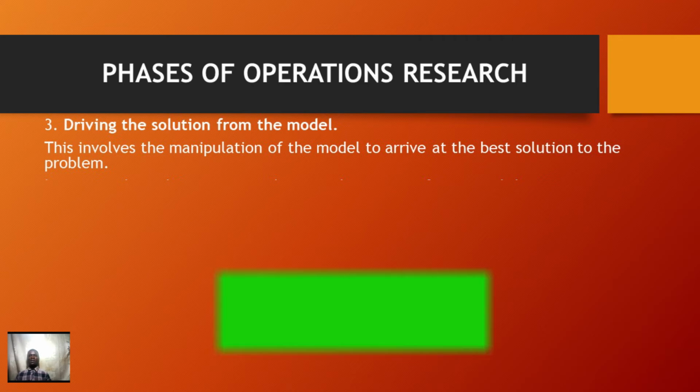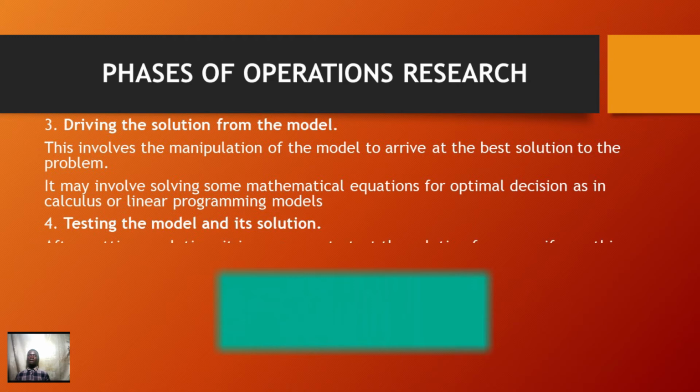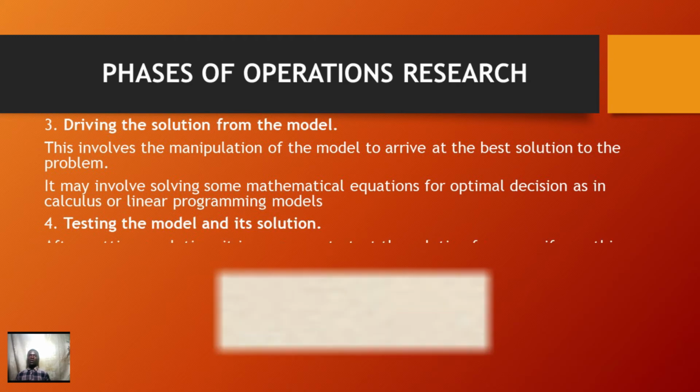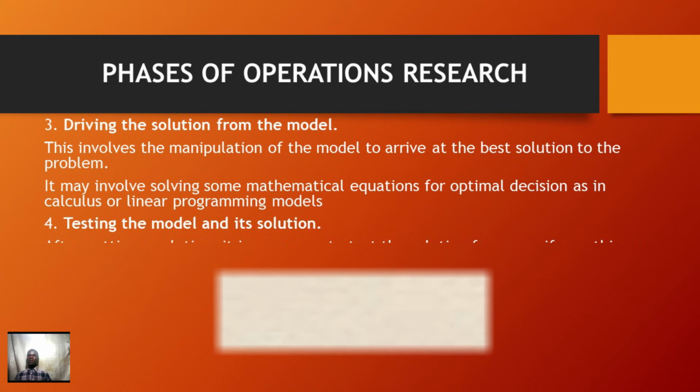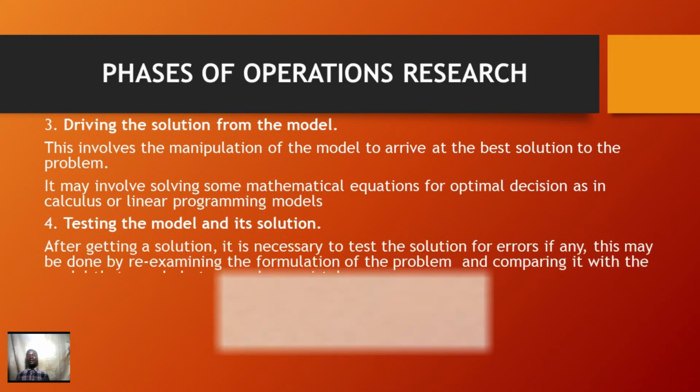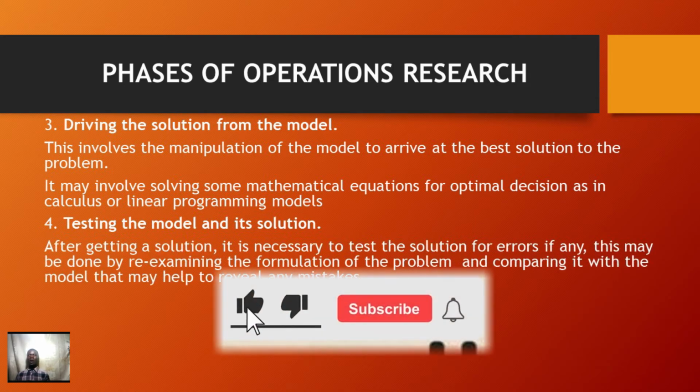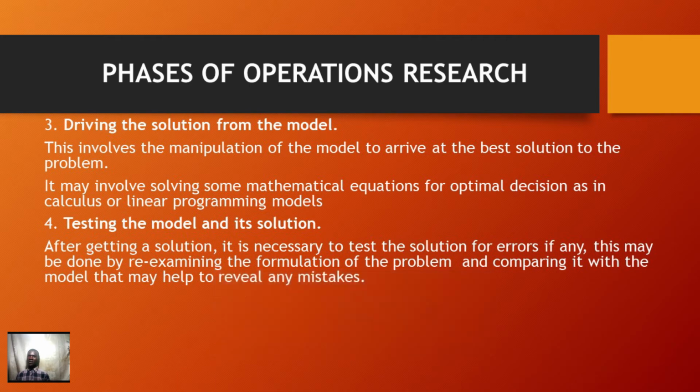Then the third stage would be deriving the solution from the model. So this involves manipulation of the model. You manipulate the model in order to arrive at the best solution to the problem. Then the fourth stage will be testing the model and its solution. So testing helps you to identify the errors. There can be mistakes that may hinder your model from solving the problem.